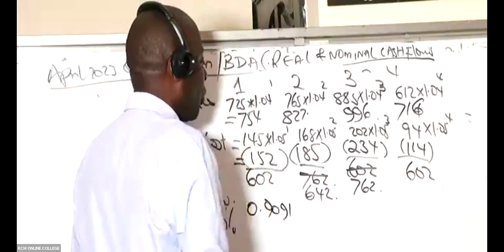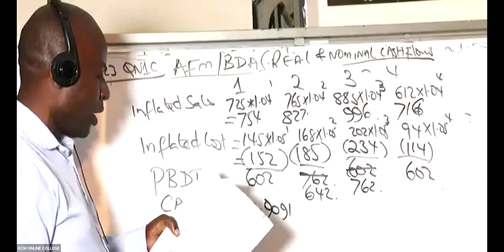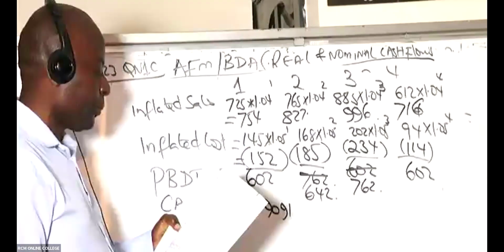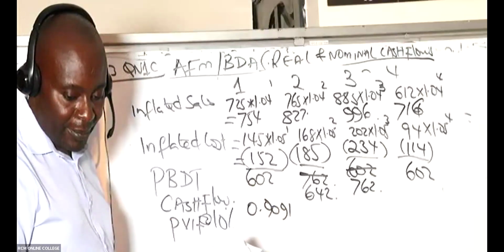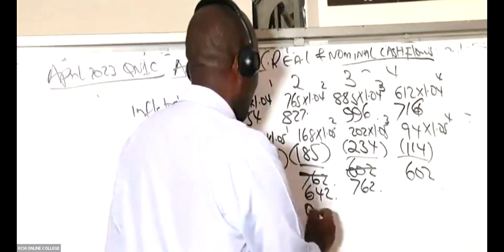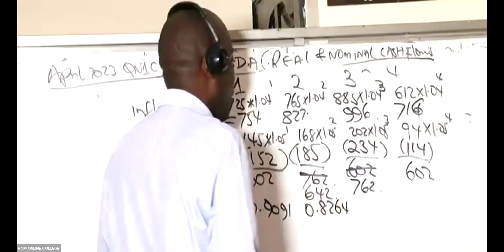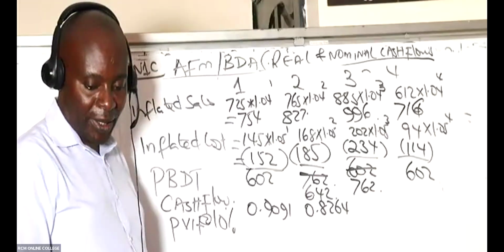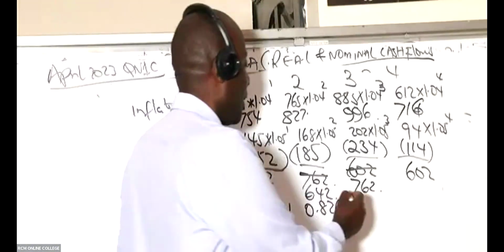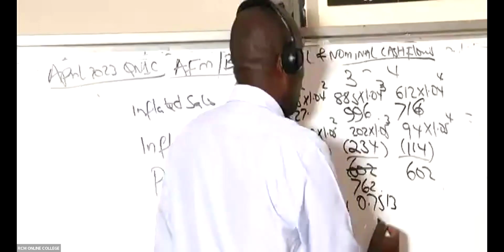How about the second one? 8264. And then we have the third one, at 10%. 7513. And then we have the last one.